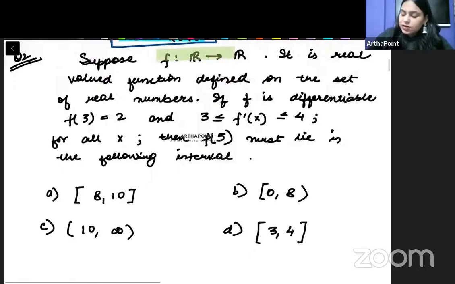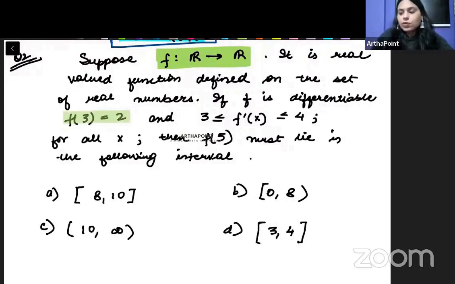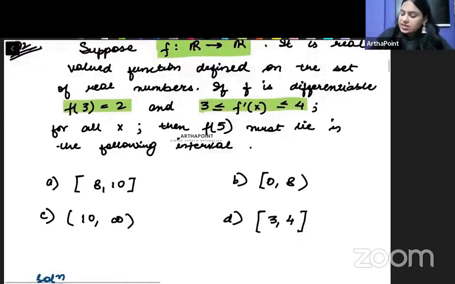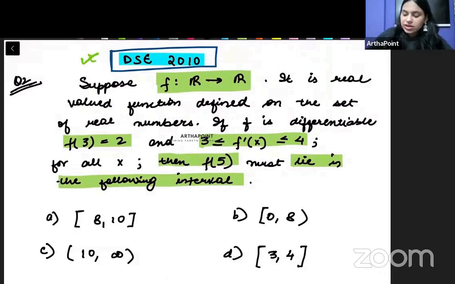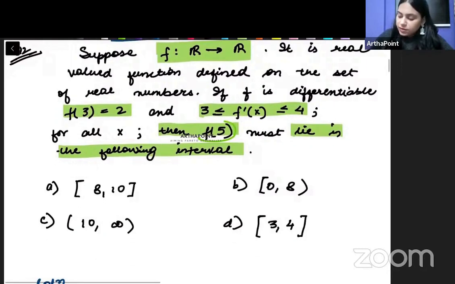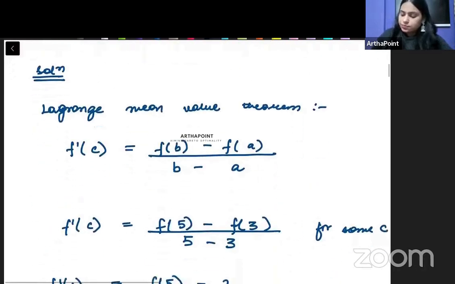It says you have a function f from R to R, a real valued function defined on the set of real numbers. It says that the function is differentiable and f of 3 is given to you as 2. And f dash x is between 3 to 4. It says then f of 5 will lie in the following interval. This is a question again, beta, based on the Delhi School of Economics paper. And we need to find out what will be f of 5. Okay, let's look into the question.